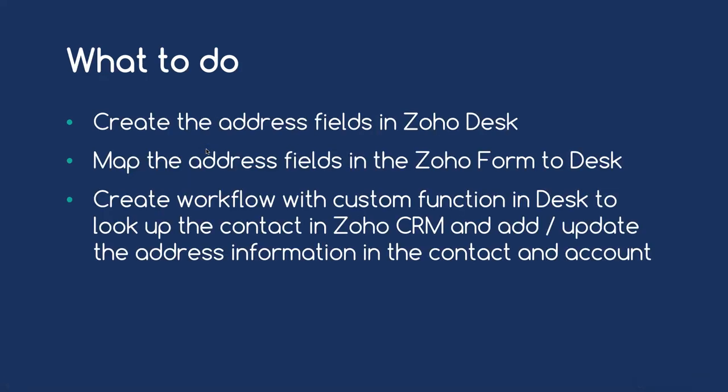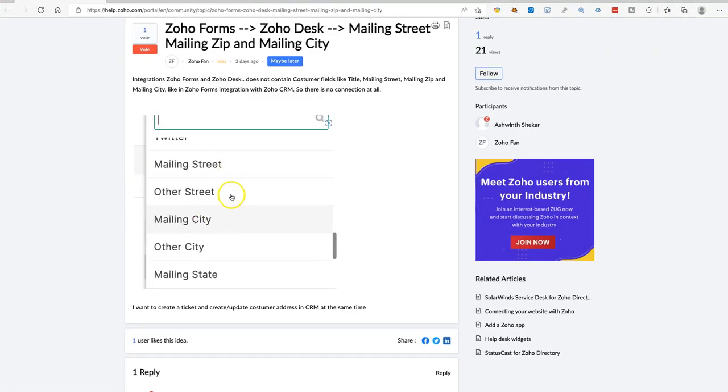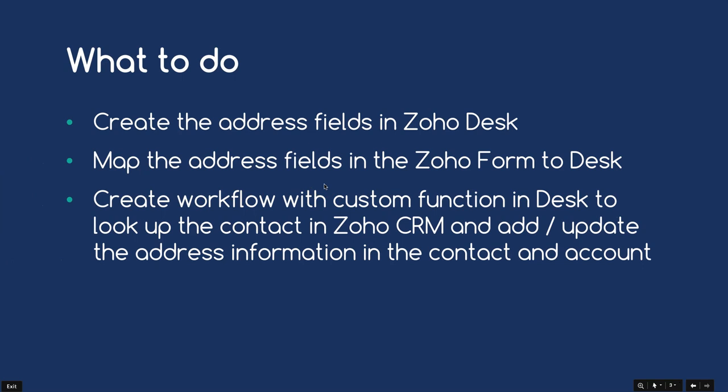We need to create the address fields in Zoho Desk. So you have to add some custom fields. You can just put it in a section and shove it down below, so that way it's not in the top information, which is more relevant. But you could put it in there to serve this purpose. Then you need to map the address fields in the Zoho form to Desk. I mean, they kind of showed it like these things here. We want to do that because you can do that kind of thing in CRM. That's what they're alluding to, but you can't do it from Forms to Desk automatically. So we need to map the fields.